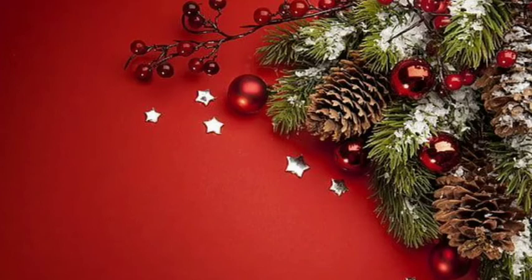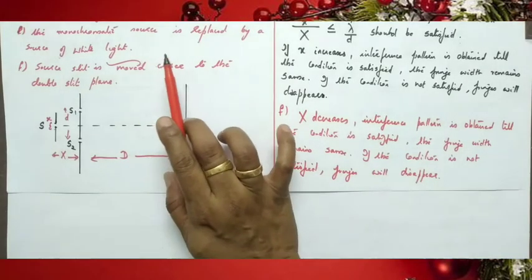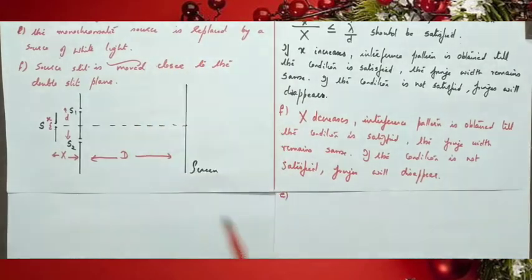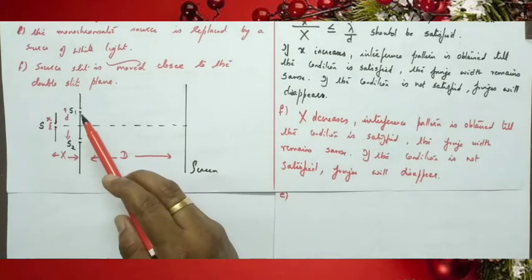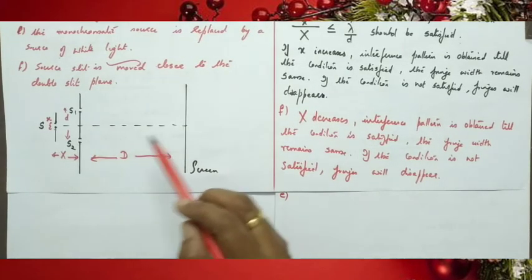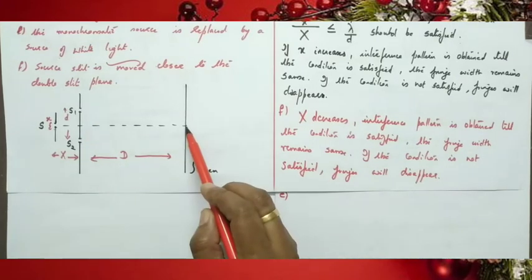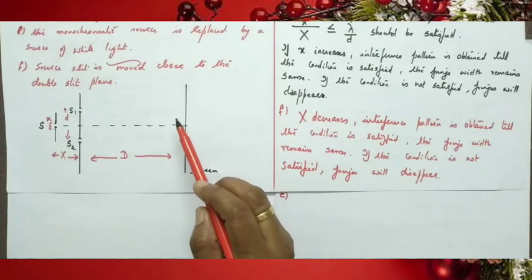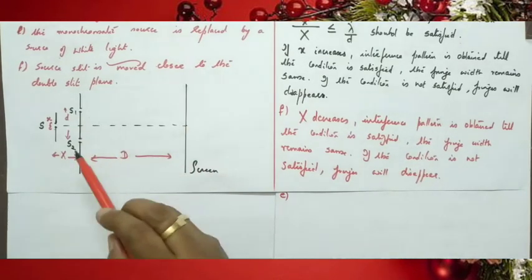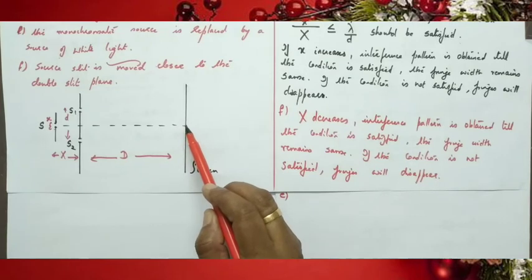Okay. Next part we can do the E part. The monochromatic source is replaced by white light. We know that white light consists of 7 colors. At the center fringe, the path difference of the 7 colors remains same. Phase difference also remains same. So at the center white light is formed. All the colors combine at the center to form white light.